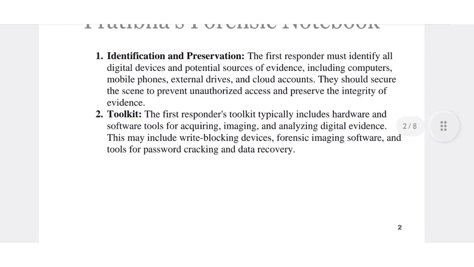Then about the toolkit, they should carry one toolkit with them, which includes the hardware and software tools for acquiring, imaging and analyzing digital evidences. In that particular toolkit, they should have write blocking devices. And what are write blockers, guys? Write blockers are tools which are used to block write access to the digital evidences, therefore allowing read-only access to the storage devices. It means you can only read the files or data in any particular storage media. You are not able to make any changes through these write blocking devices. So you should use the write blocking devices whenever you are visiting the crime scene.